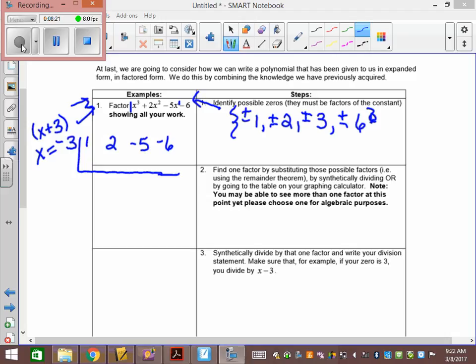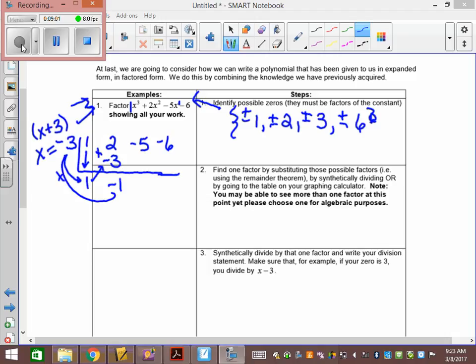So the first thing you're going to do is drop down the 1. Just drop it because that's what you do. All right. Then you're going to multiply. Negative 3 times 1 is negative 3, and you bring it up here. So all we're going to do is drop down, and then multiply, add, multiply, add, multiply, add till we're done. Okay, so we multiplied. So now we're going to add. 2 plus negative 3 is negative 1.